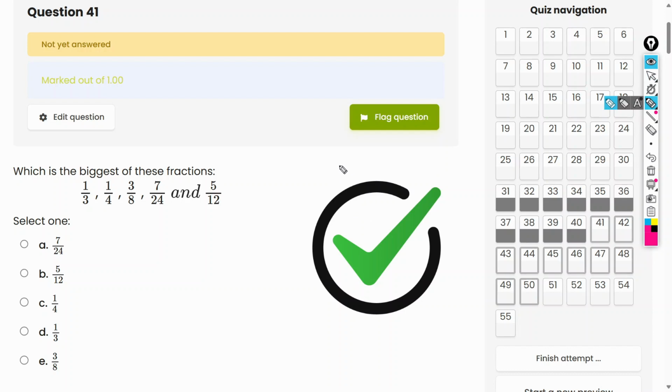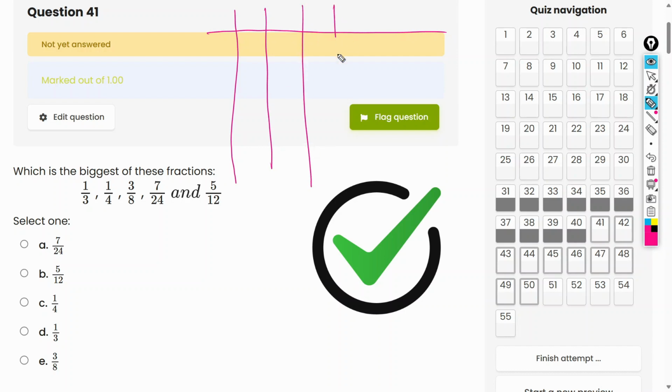Which is the biggest of these fractions? When looking at them, we might not be able to tell what the biggest is, but then we can find a way to give them a common denominator. Once we can do that, then it becomes easy to compare them. So we need to find the LCM of 3, 4, 8, 24, and 12.